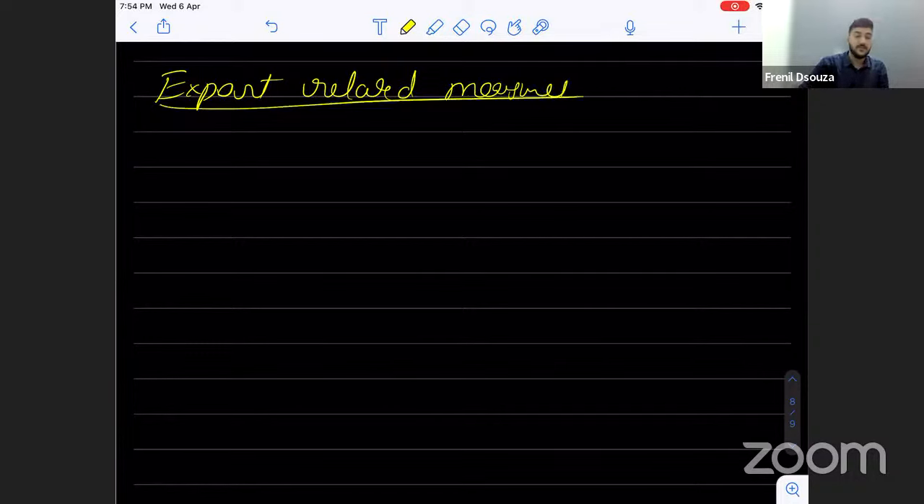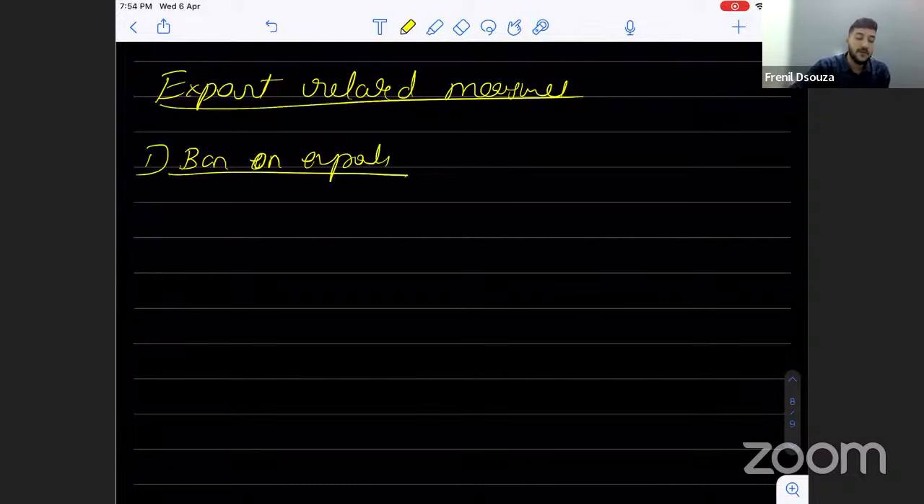Export related measures. Okay. Broadly, I can divide that into 4. So I'll directly go into the first one there. First one is ban on exports. It is pretty straightforward. Okay, I'm going to ban the exports. Why? The government must have different reasons to do this.